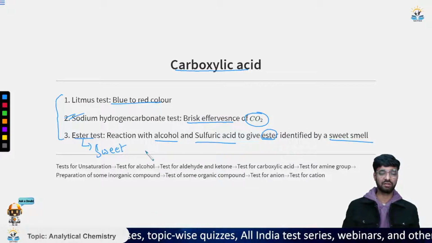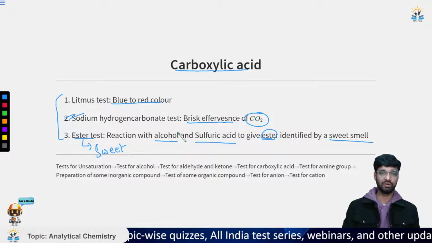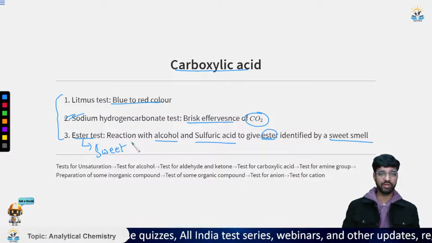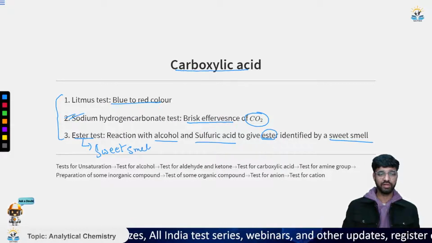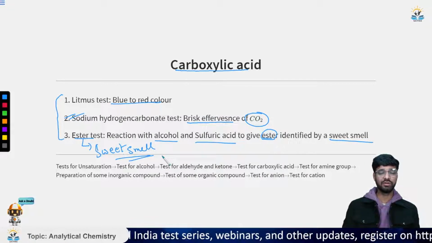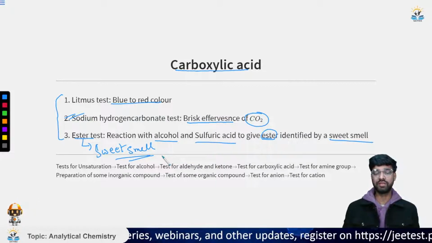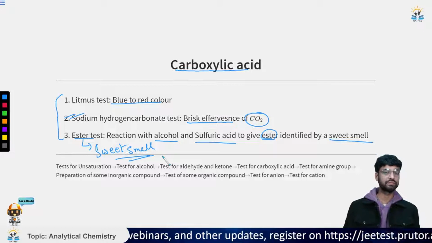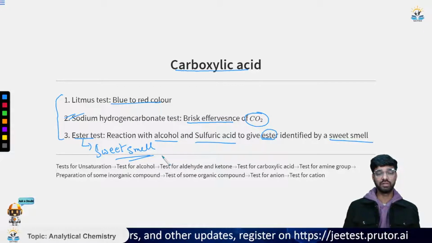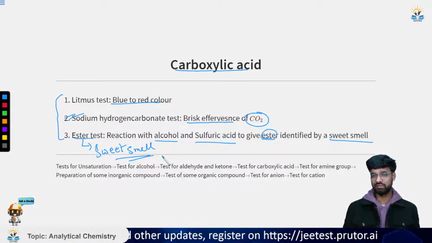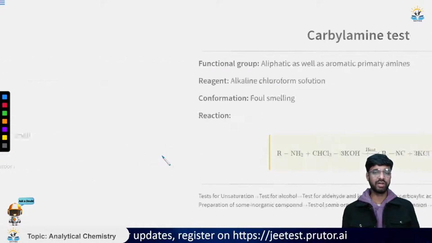So if you are asked a question like this, an organic compound is treated with so and so, and you get a sweet smell, then you can say that okay, it can be your carboxylic acid due to the formation of ester, means some kind of ester formation is going on. So this is about the carboxylic acid. Now next we will move to the organic compounds containing nitrogen.